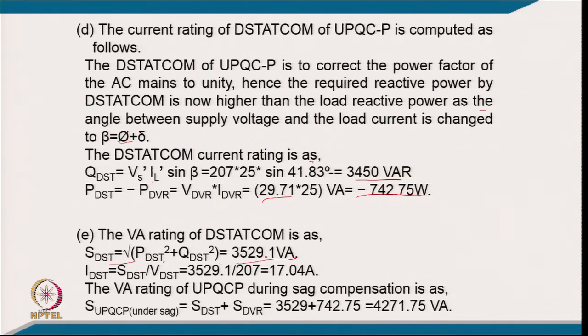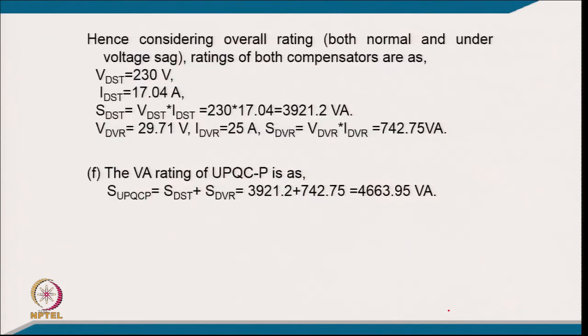And the VA rating of the D-STATCOM will be the square root of P squared plus Q squared. So it becomes 3529 VA, which we calculated here, and IDSTATCOM, that is SDSTATCOM, will be the VA divided by the voltage. So it is 17.04 ampere, and the VA rating of the UPQC during sag will be SDVR plus SDSTATCOM. So it becomes 3529 plus 742.275, which is 4271.75 VA.